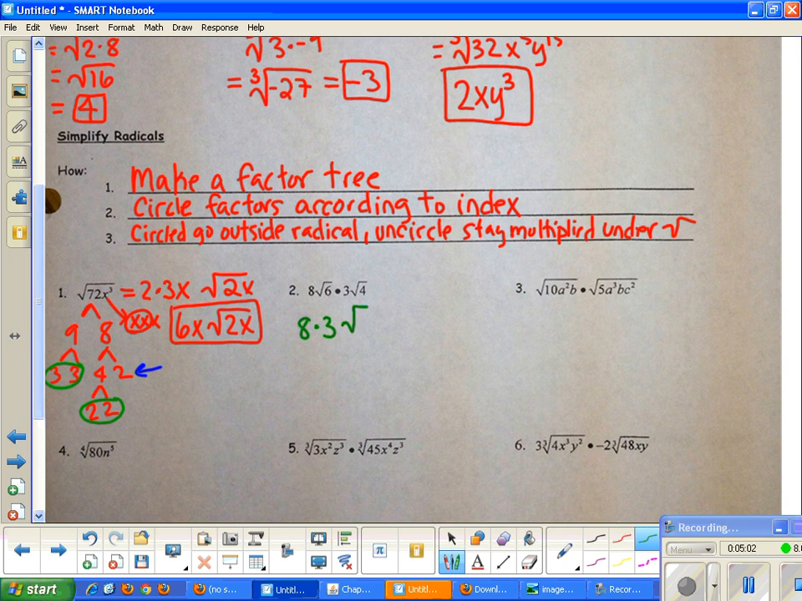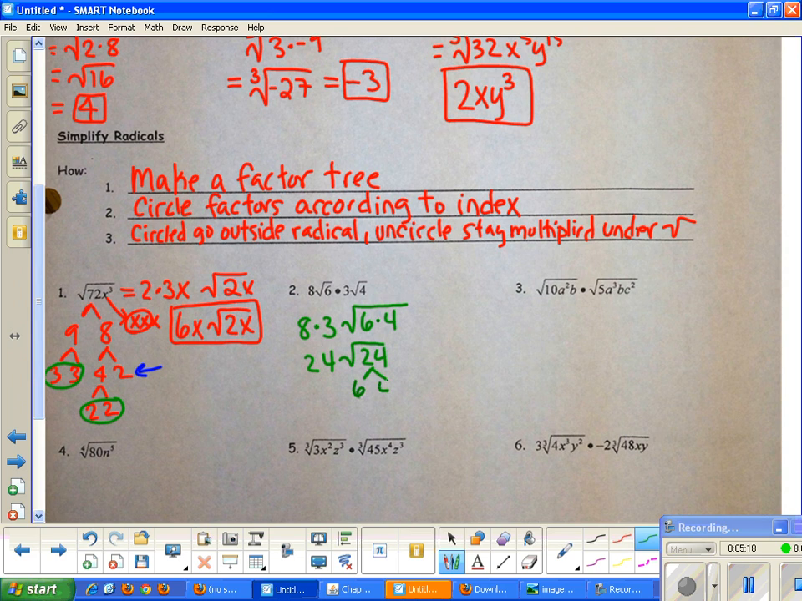and then I have the square root of 6 times 4. So then if I do this, I get 24 root 24. The square root of 24 is not a perfect square, so that means I have to use my factor tree in order to break it down.